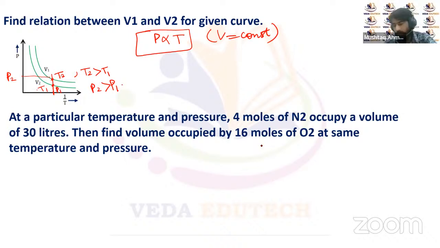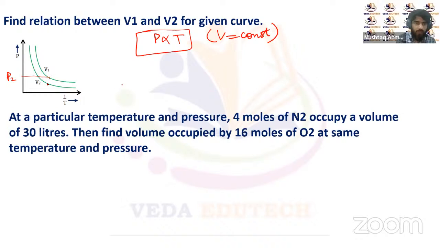So it means that we have fixed the temperature, right? If the temperature at these two points has been fixed, then we know that pressure will be inversely proportional to the volume, right?